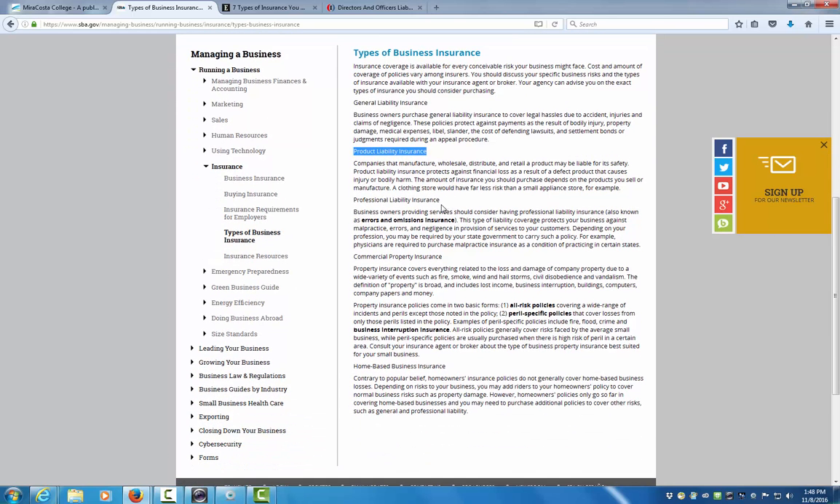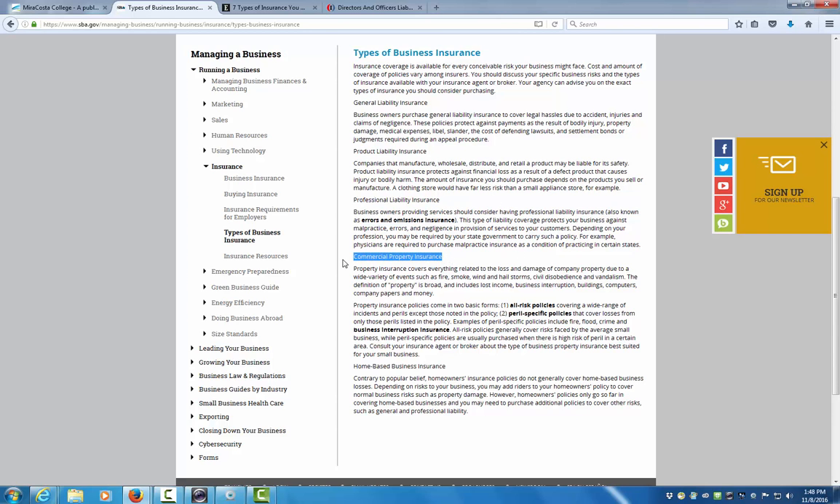There's also something called professional liability insurance, also known as errors and omissions insurance. Either professional liability insurance or errors and omissions insurance, kind of the same thing here. This is for companies or business owners who provide a service. So if, let's say, you're a bookkeeping service and you make some sort of error in your bookkeeping practice and you may be liable for that, then you would have a professional liability insurance policy to cover that for you.